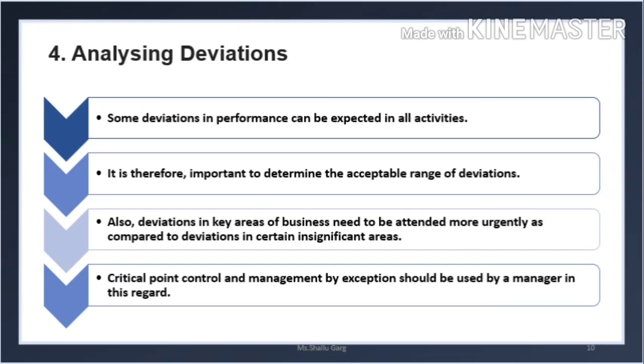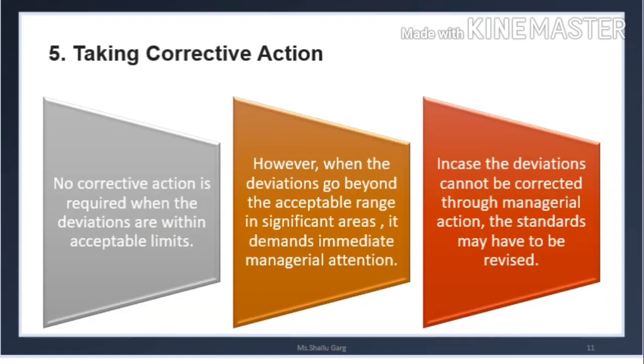So while analyzing deviations, two important principles that you need to consider: critical point control and management by exception. In critical point control, you will identify the key areas, and in management by exception, you will identify the major deviations in significant areas, because it is based on the simple philosophy that if you try to control everything, then you will end up controlling nothing.